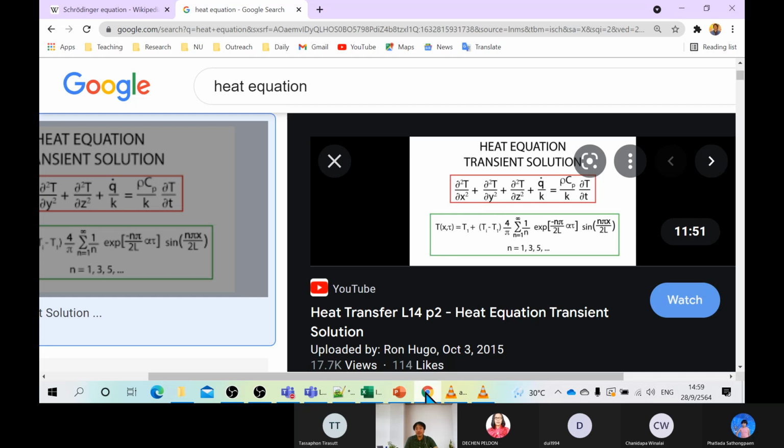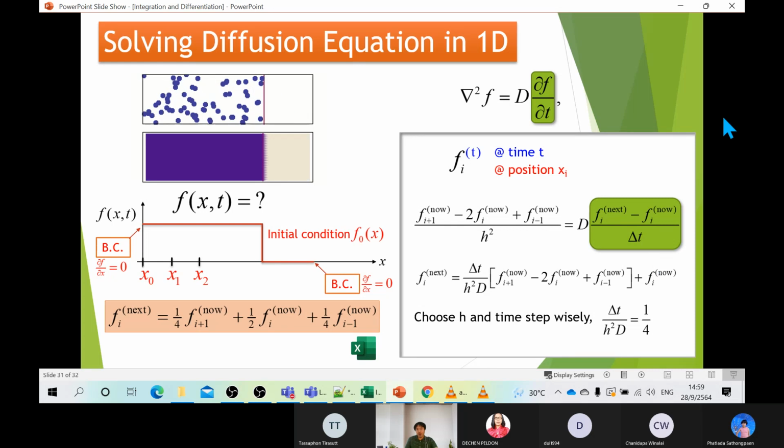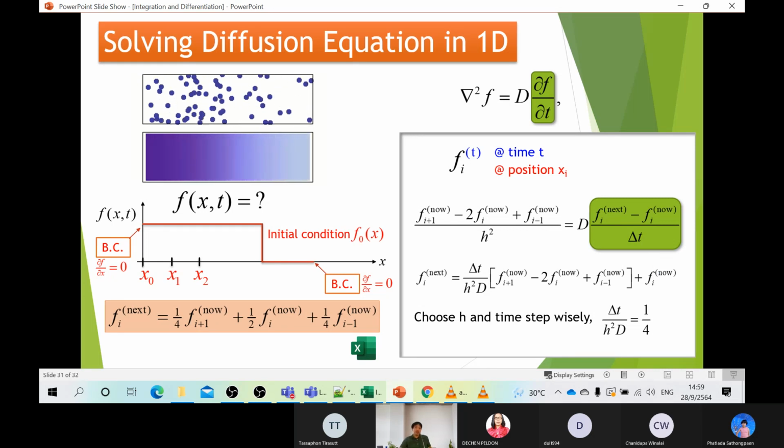So you will always, in your life, encounter the diffusion equation all the time, one way or another. And I hope that this lecture is going to be very useful for you to interpret and understand the meaning of all the math involved in the diffusion equation.